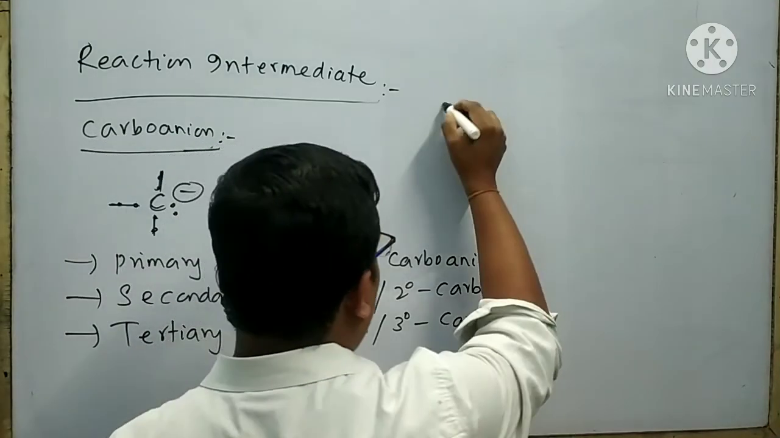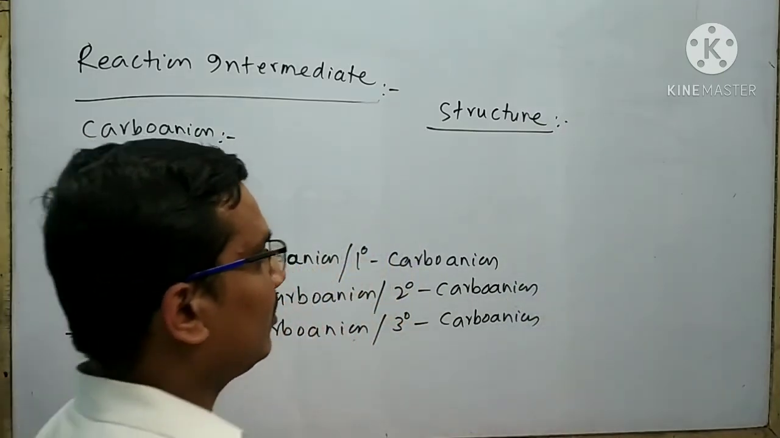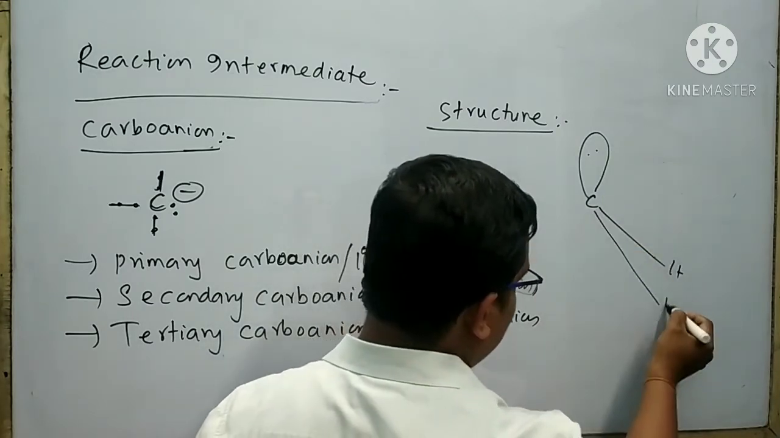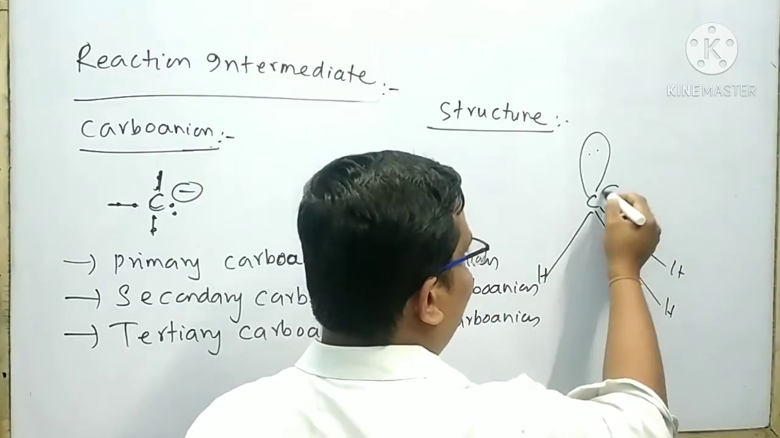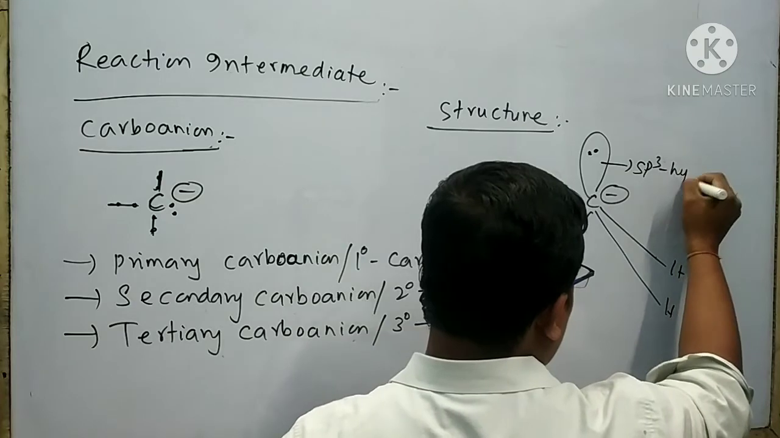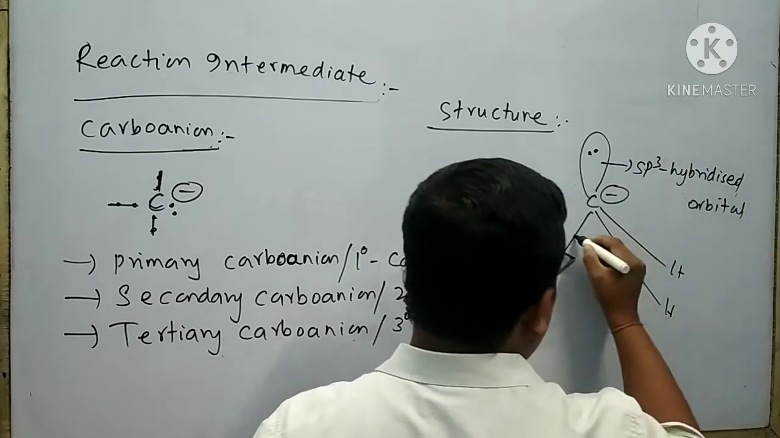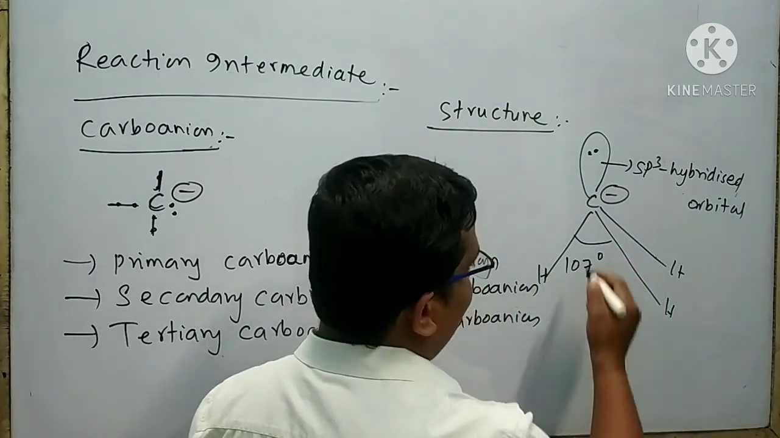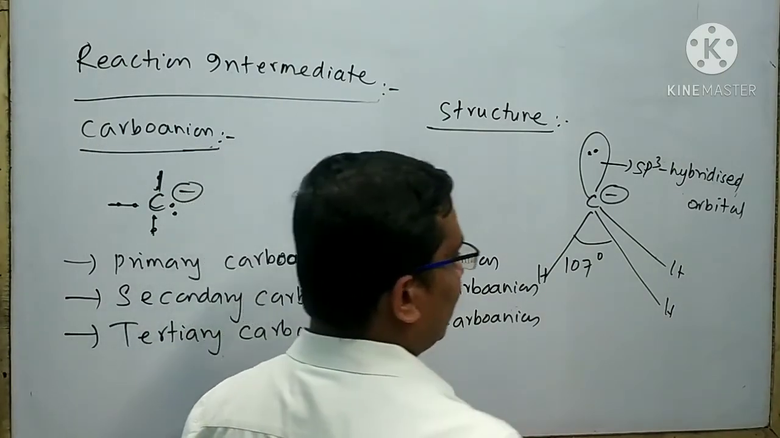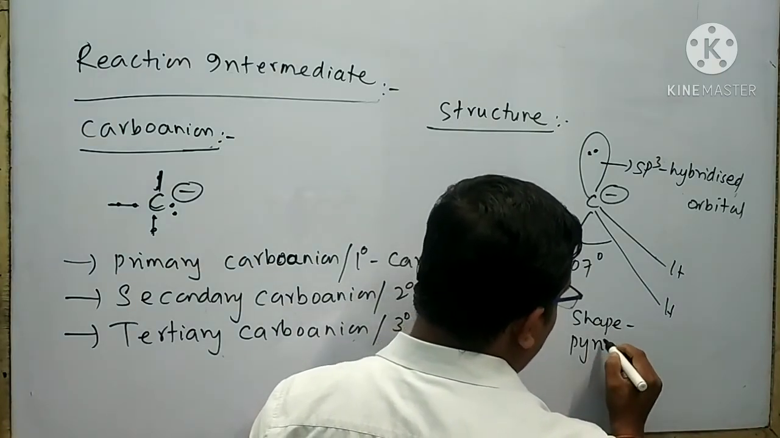Now I will discuss the structure of carbanion. The geometry of carbanion is drawn like this. Your negative charge will be present here. This is said to be an sp3 hybridized orbital. Here the angle is 107 degree. The geometry of carbanion is distorted tetrahedral. The shape of carbanion is pyramidal.